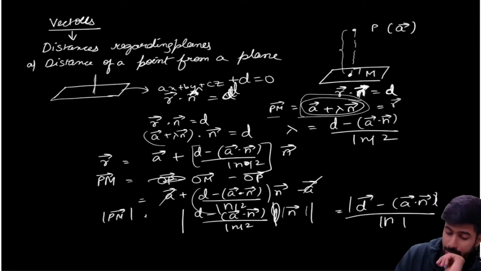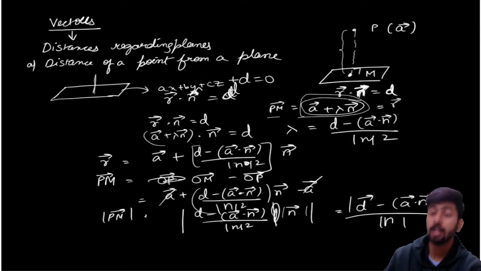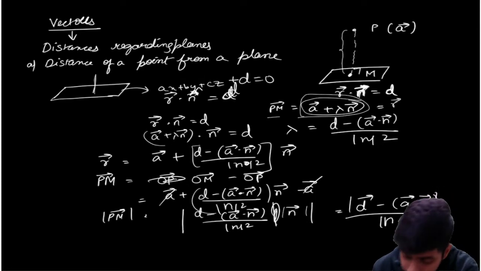But most of the time this is in the Cartesian form, right? This is in the vector form. So in vector form, this is the approach, this is how you have to do it. I hope you have understood the steps properly. But Cartesian form, how do you do it? It's very, very simple.